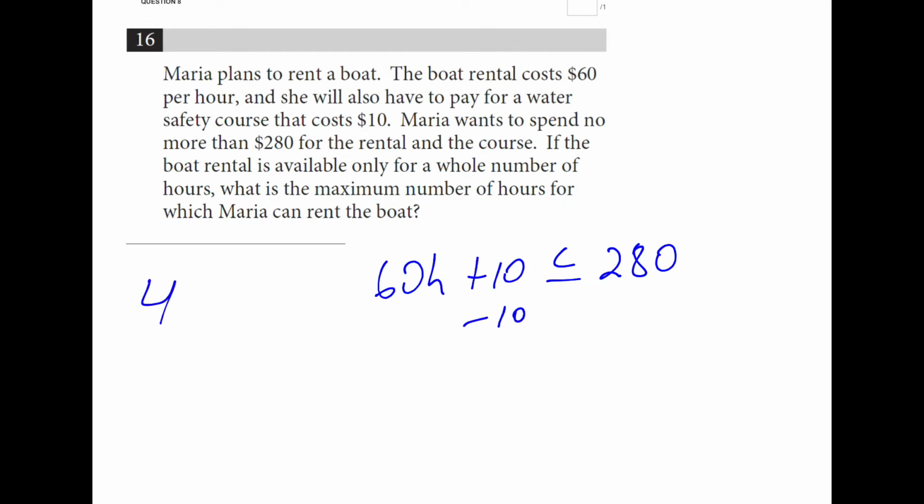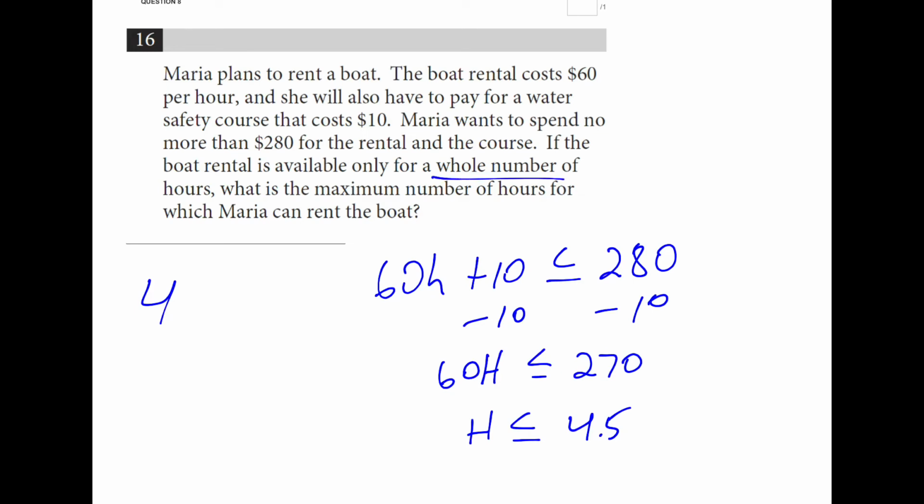If you wanted to solve that algebraically, you would just subtract 10 from both sides. 60h is less than or equal to 270, and you would get this value here, 270 divided by 60, which is 4.5, and 4 is the largest whole number because it's only for whole hours.